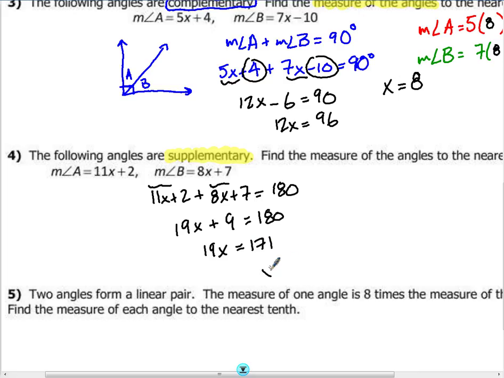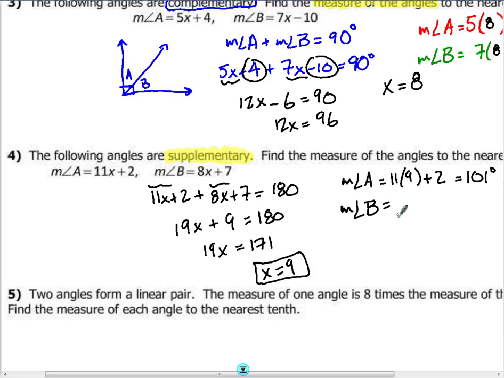The measure of angle A is going to be 11 times 9 plus 2, which is 99 plus 2, 101. And the measure of angle B is going to be 8 times 9 plus 7. So 72 plus 7 is going to give me 79 degrees. Also double checking here, 101 and 79, what do those two numbers add up to? 180, so I know I did it right.